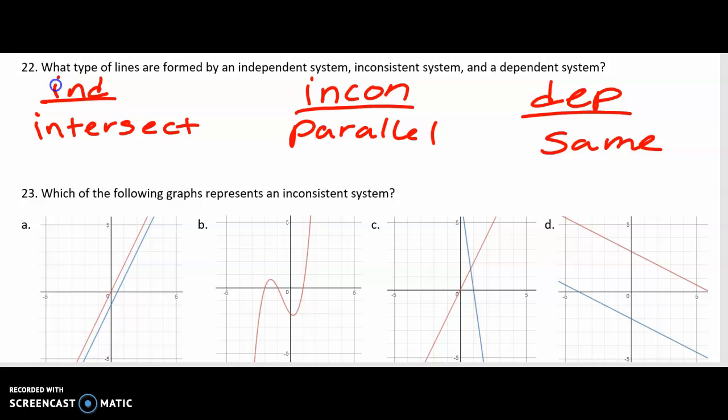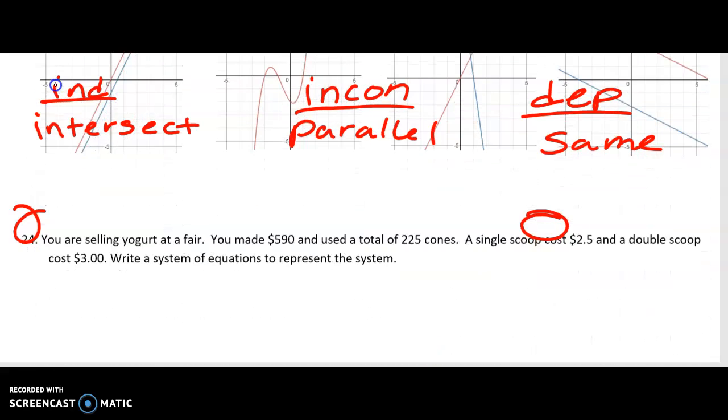Number 23 says, which of the following graphs represents an inconsistent system? If we look at the last problem, those should be parallel lines. In this case, I have 2 of them. I've got A is parallel, they don't touch each other, and same thing with D. Doesn't touch each other, therefore it is parallel. So those are my 2 parallel lines.